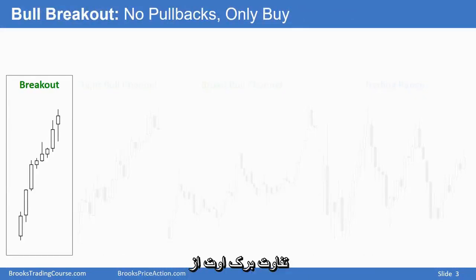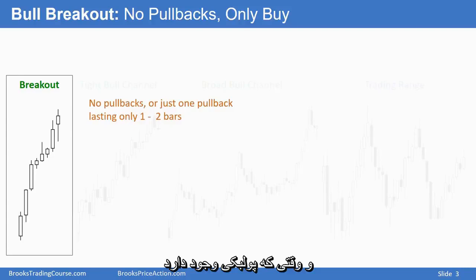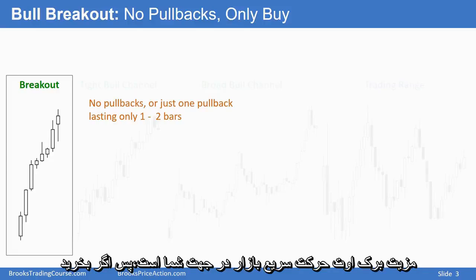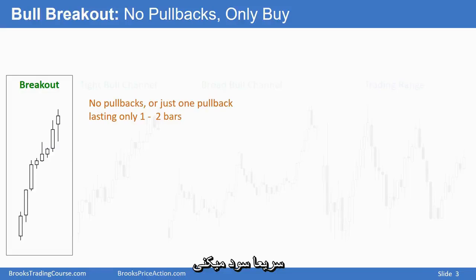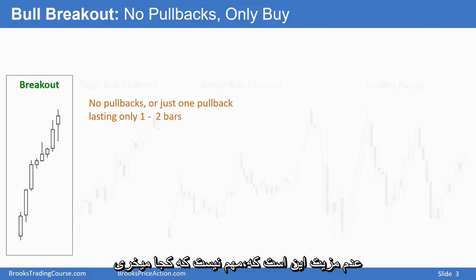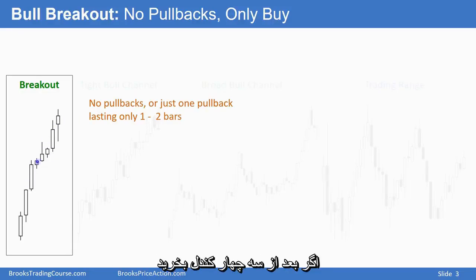Now, a breakout. What distinguishes a breakout from the other 3 types of market behavior? First of all, no pullbacks. And when there are pullbacks, they usually last only a bar or 2. The advantage of a breakout is that the market quickly goes your way. So if you buy, you quickly make a profit. The disadvantage is that no matter where you buy, especially if you're buying after it's already lasted 3 or 4 bars, your stop is far below.